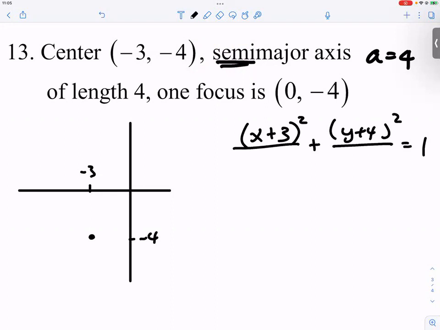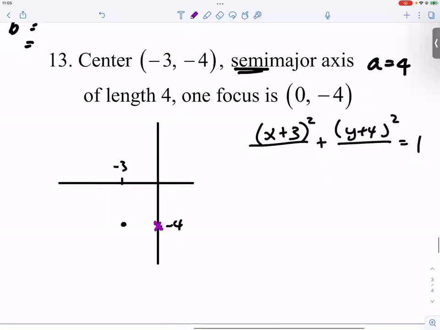It tells you that there's a focus. What's the focus? 0, -4. If you just take a quick glance at it, and this is why you need to draw. If you don't draw it, you are making this 100 times more difficult. So based on your knowledge of the foci, you have one focus right here. Can you tell where the other focus is approximately? To the left of the center, right? So somewhere right there.